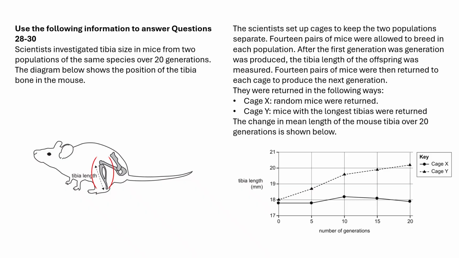Scientists studied how tibia size changed in two separate mouse populations over 20 generations. In each of two cages, 14 pairs of mice bred. After each generation, the offspring's tibia length was measured. For cage X, 14 random pairs of mice were selected to breed the next generation. For cage Y, 14 pairs of mice with the longest tibias were chosen to breed the next generation.